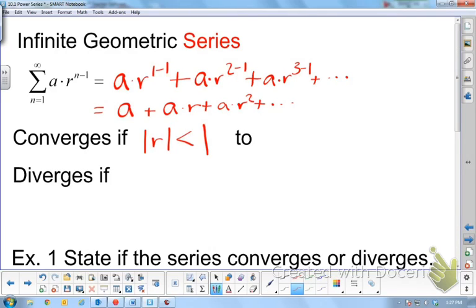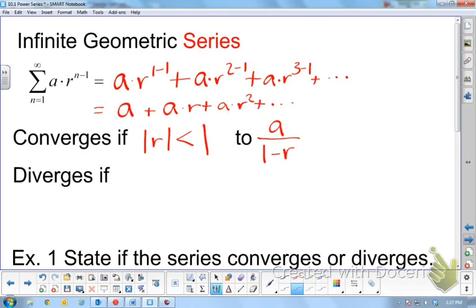Okay. So it only converges if we're multiplying by that fraction that's smaller than 1. And we actually have a formula for what it converges to. It will converge to a over 1 minus r.